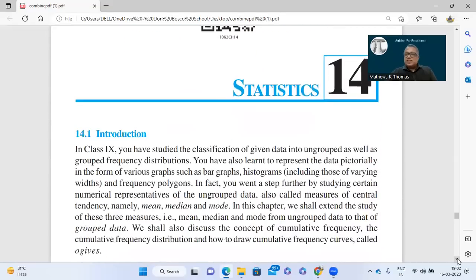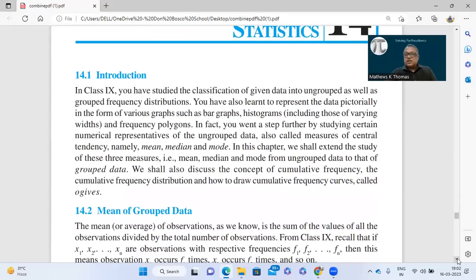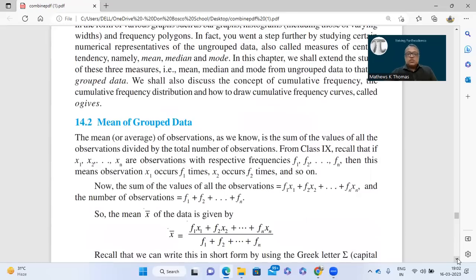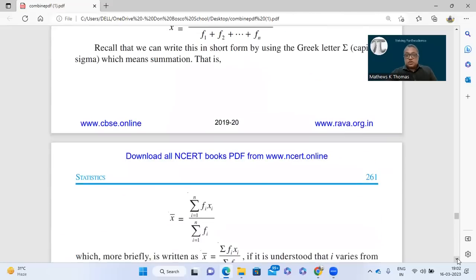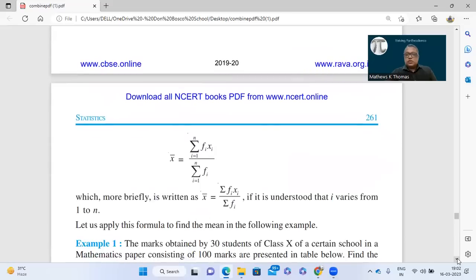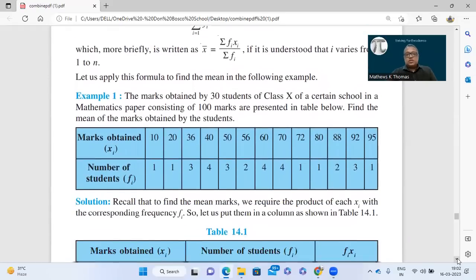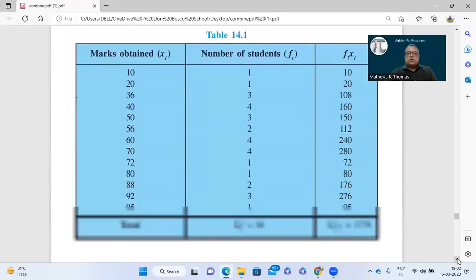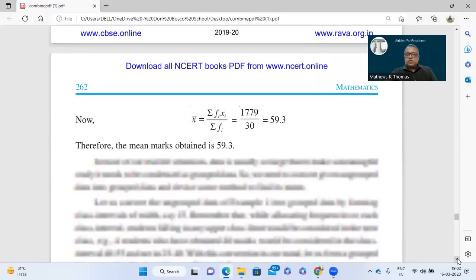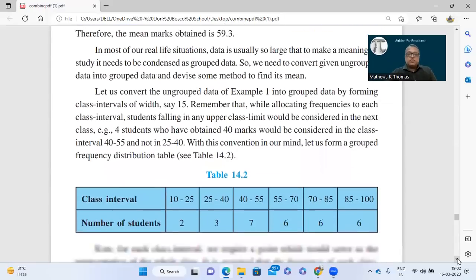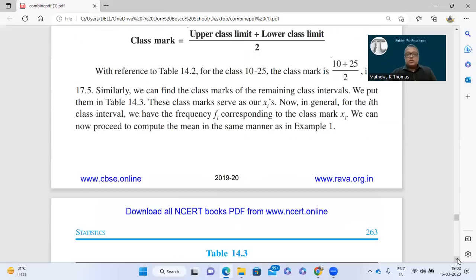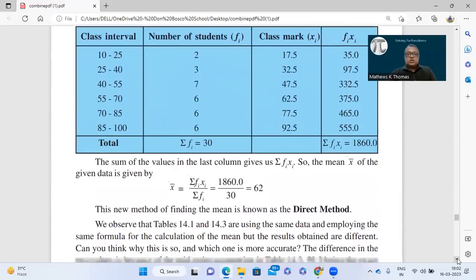We go to 14, statistics. Please do this thoroughly. It's a scoring topic. Find out the mean by all the three methods: the direct method, the assumed mean method, and the step deviation method. All the three methods you should know, because although they don't ask in the exam, sometimes if they specify, we should know what is the procedure to find out the mean by all the three methods.